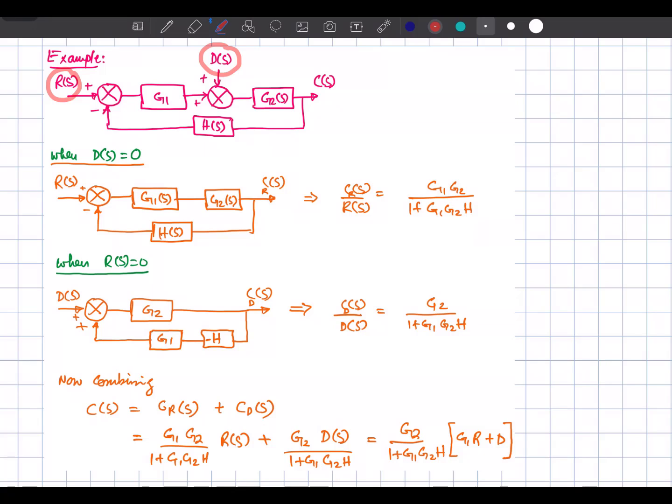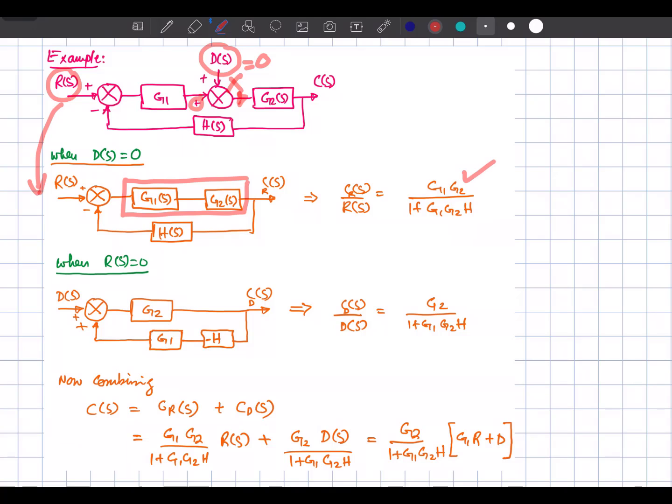So we will have to apply the superposition theorem. First of all, let's observe the response because of R(s), and we assume that the disturbance is 0. If the disturbance goes to 0, this signal plus that one will remain the same, so that will go to the next block. So we can eliminate this summing node over here, and we simply have the product of these two, because G1 and G2 will be in series, right?